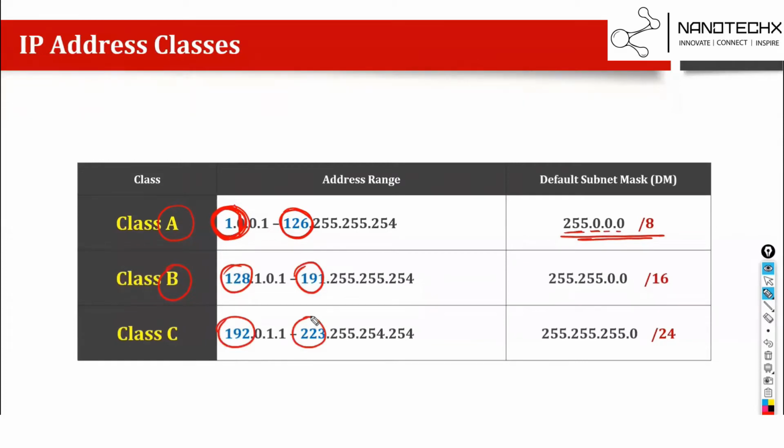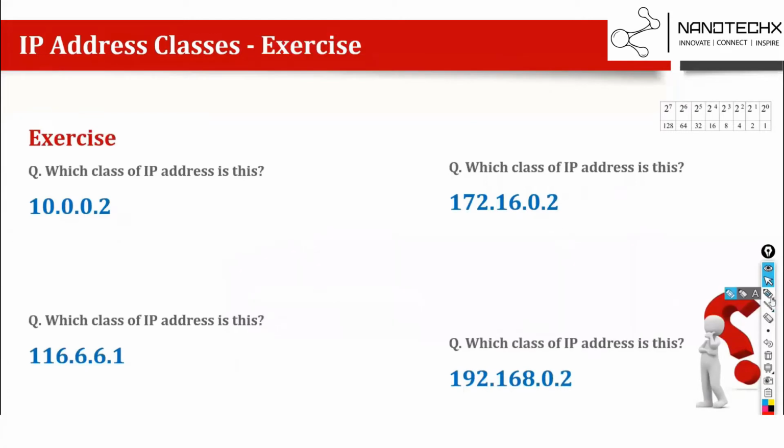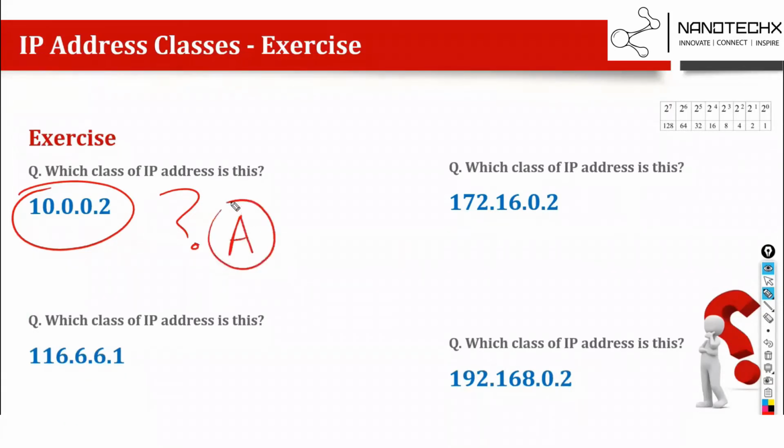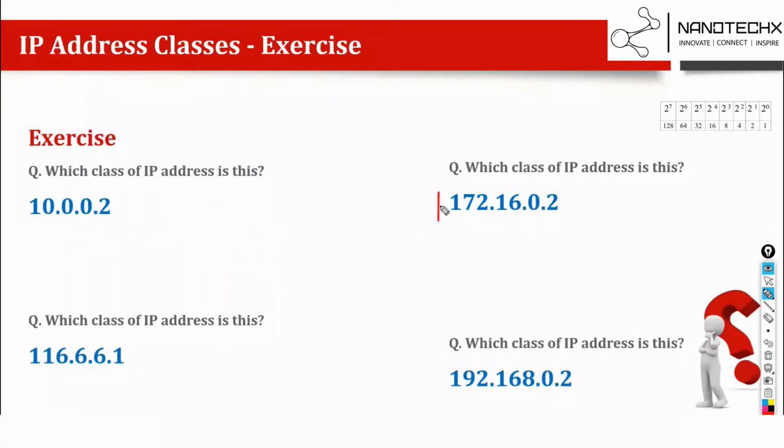Right? So let me ask you a few questions now. Can somebody tell me which class of IP address this is? Yes, this is class A. Very good. How about this one, 172, if you remember? B, right? So I think you guys are very clear. It is very easy to identify. This is class B and this is class A.